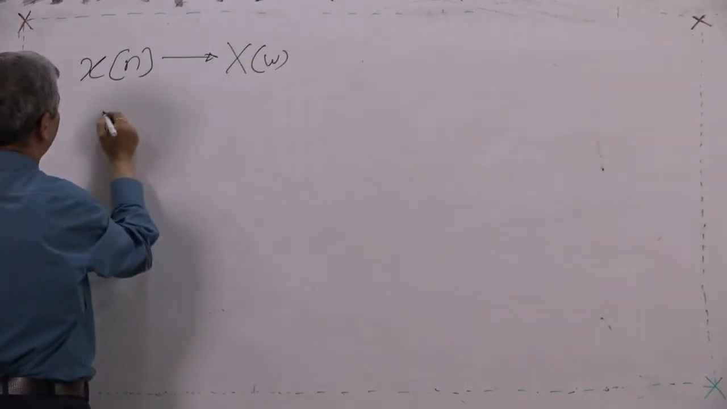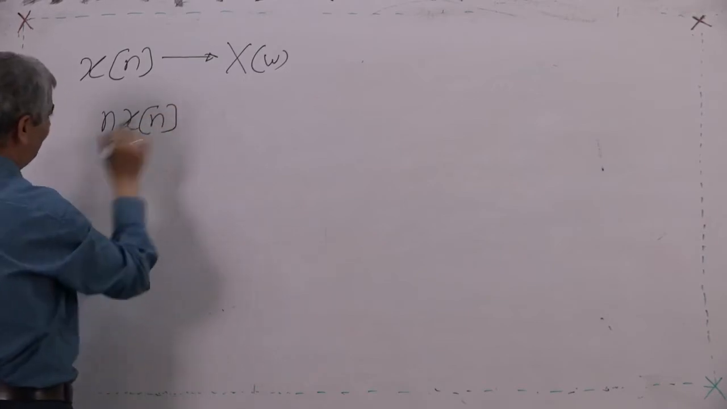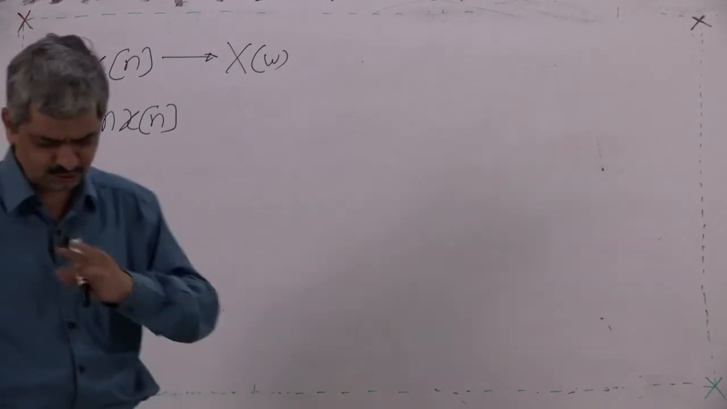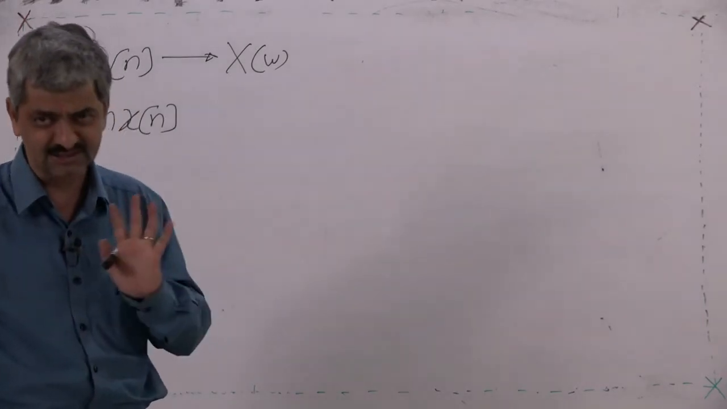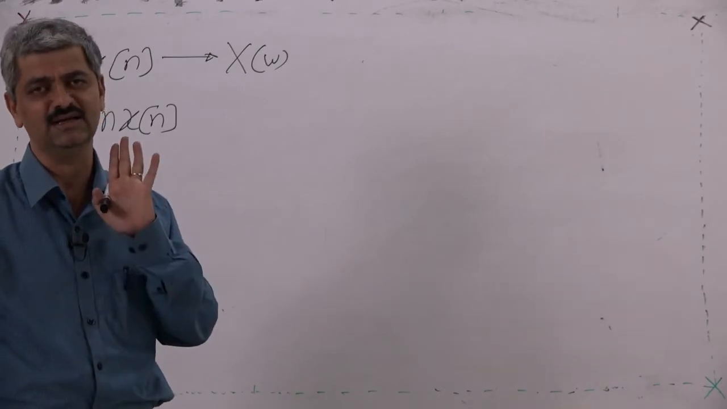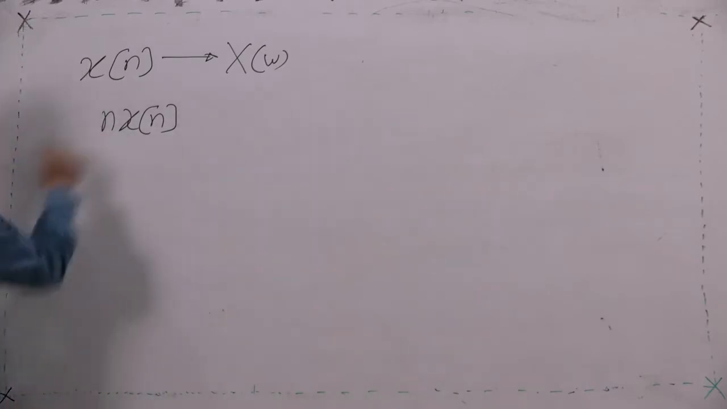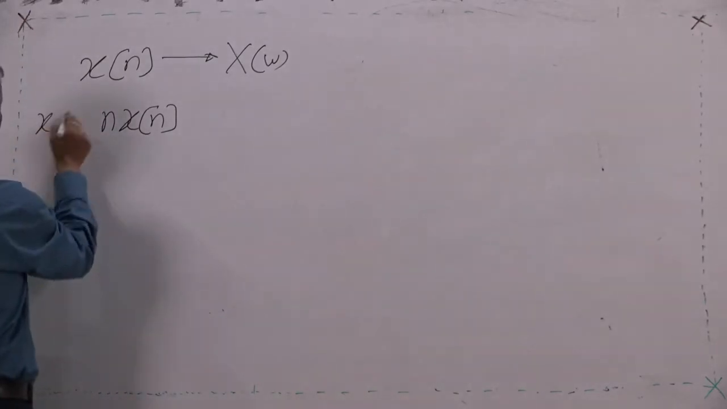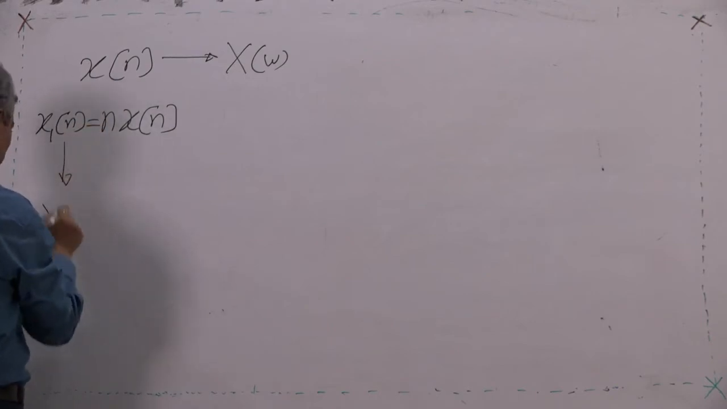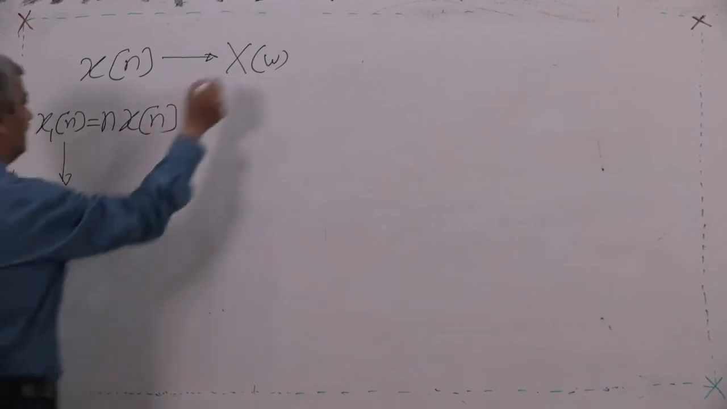Then what would be the transform of n x of n? So we find it out. But if you are not so quick in derivations, there is one simple straightforward strategy, some may call it a very highly cautious strategy. Best strategy is, we call this x1 of n, and then x1 of n will have some x1 of omega. We want to establish the relationship between this and this.